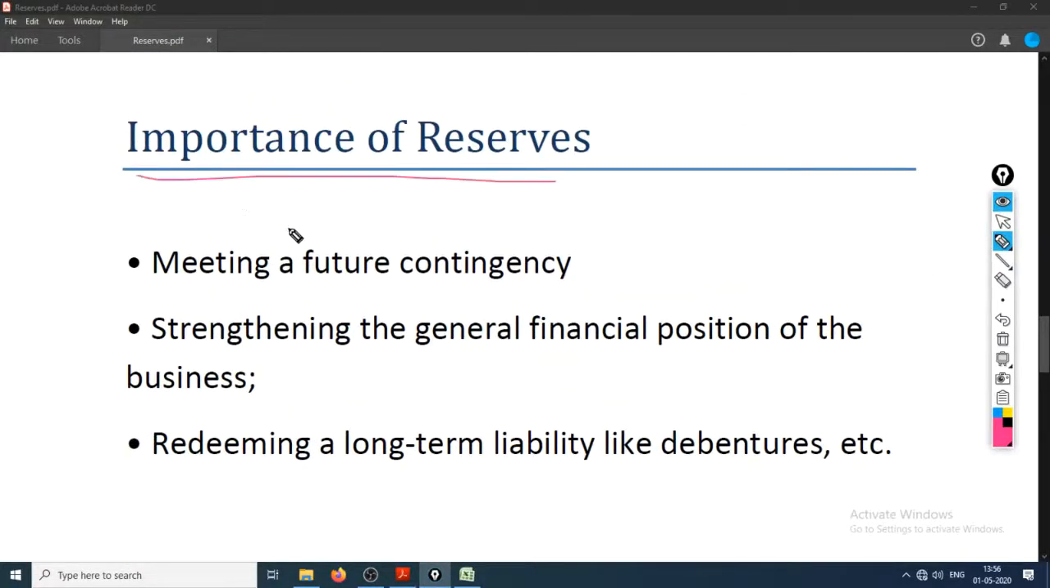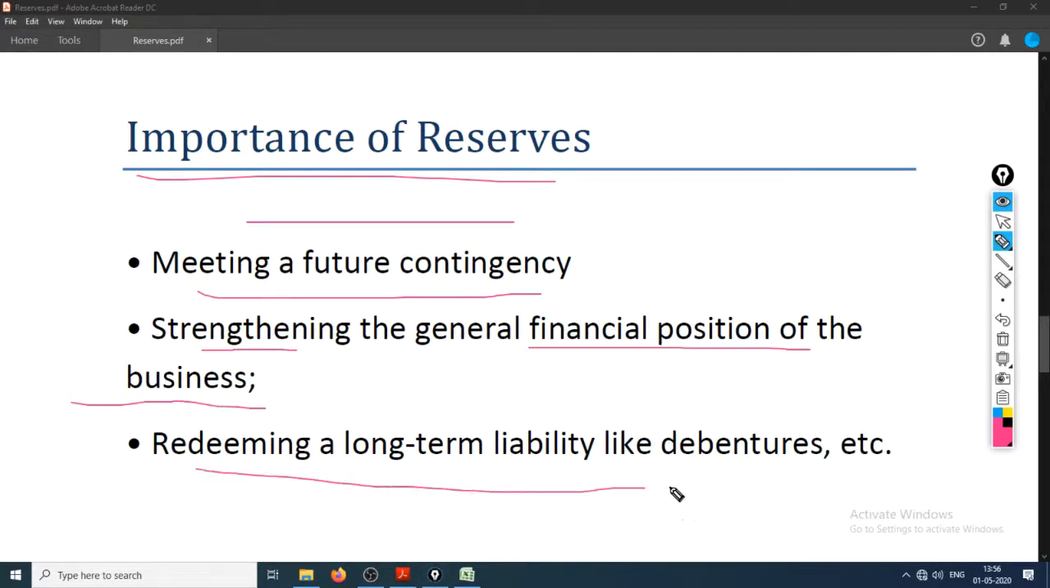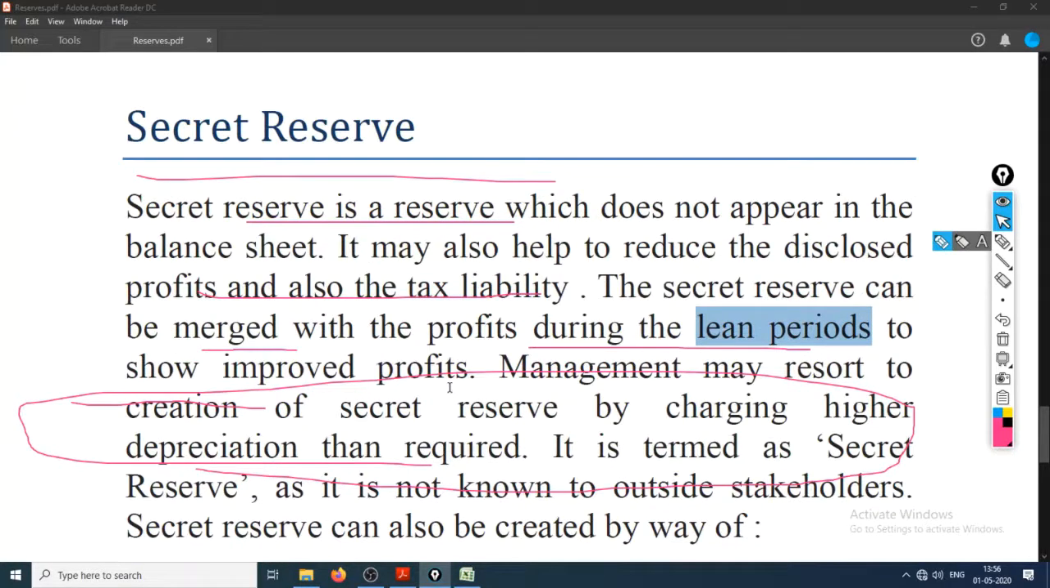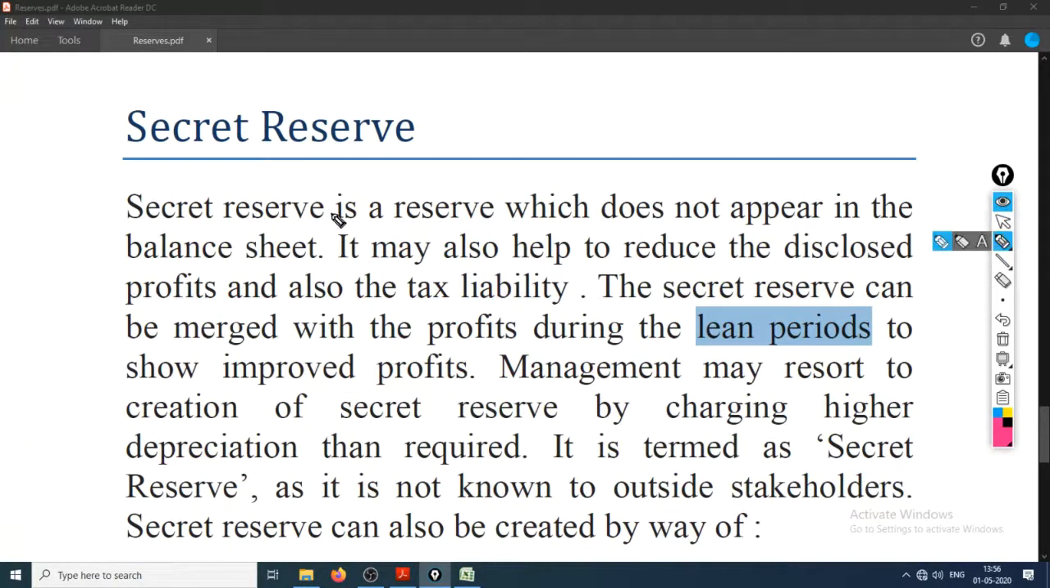What is the importance of reserves? Meeting a future contingency, strengthening the position of a company, redeeming a long-term debenture. Okay, accepted. Now every company has a reserve. What's a secret reserve?